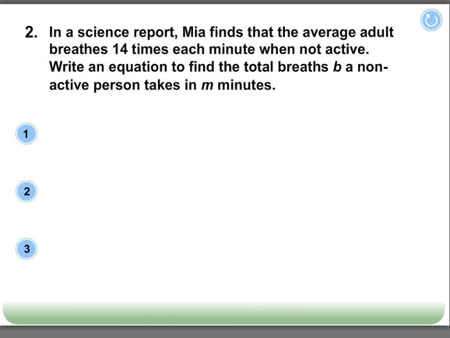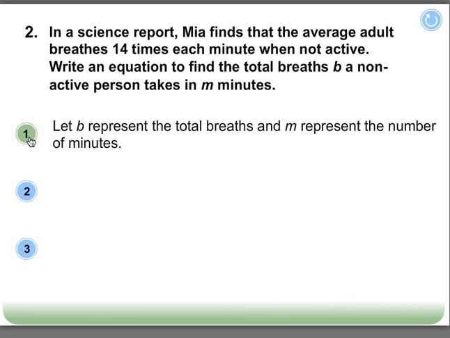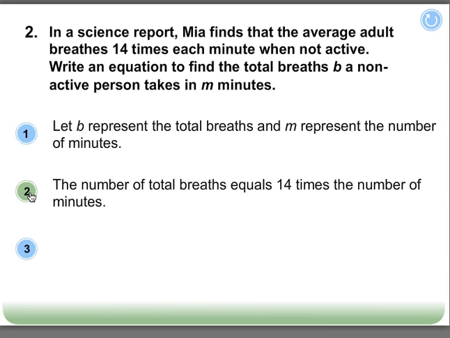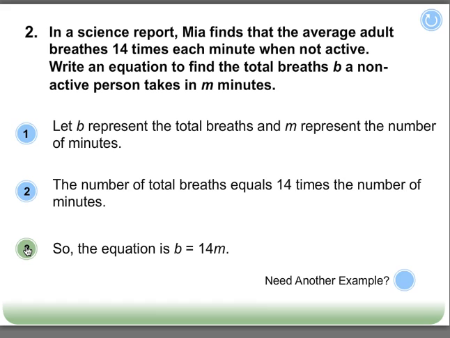In a science report, Mia finds that the average adult breathes 14 times each minute when not active. Write an equation to find the total breaths B a non-active person makes in m minutes. In words, it says, let B represent the total breaths and m represent the total number of minutes. The total number of breaths equals 14 times the number of minutes, right? We read that there, 14 times each minute. So the equation is B equals 14m.